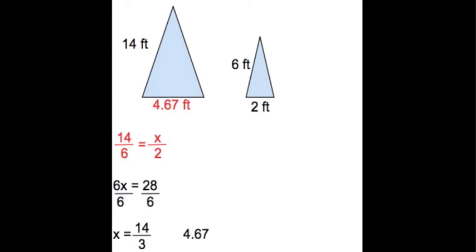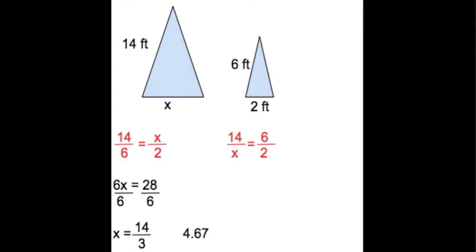We could have written this proportion a couple different ways. There is some flexibility in the way that we set up our proportion. We could have also had the proportion 14 over x equals 6 over 2. Notice in this proportion, we are comparing the lengths of each triangle within one ratio. So 14 and x come from the same triangle, and 6 and 2 come from the same triangle.